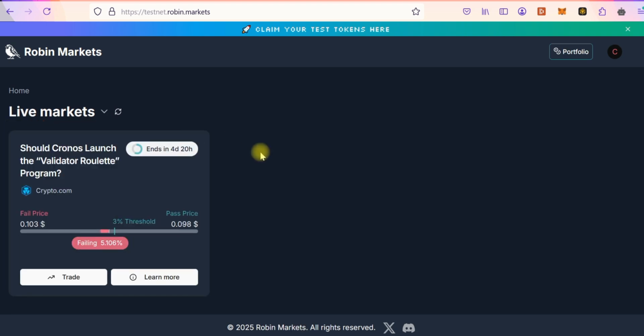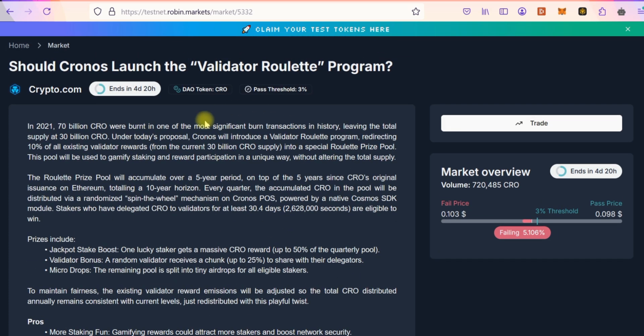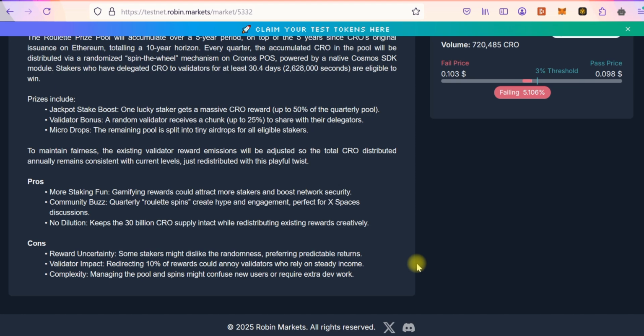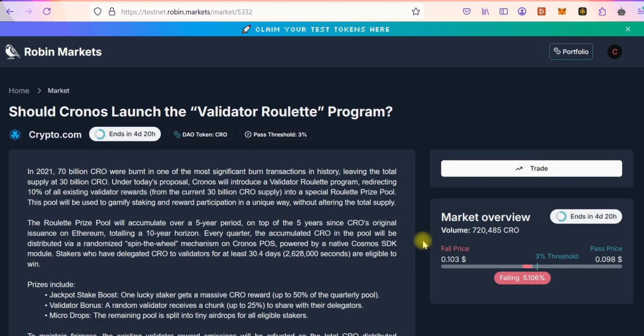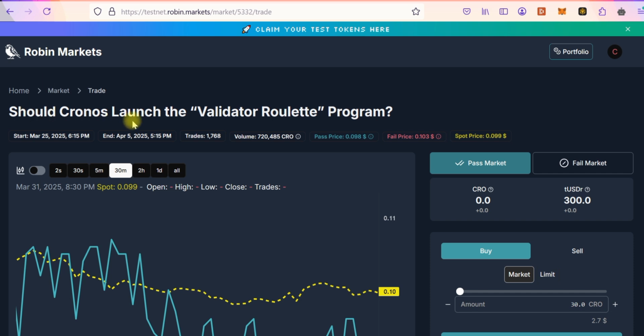Okay, so if we go back to the live market, you can see that the current proposal is about whether Kronos should launch the validator roulette program, and it has an end date. You can read some of the information on the left hand side to get a better understanding of what the proposal is like. So DAOs can come here and make proposals while users vote in the form of trading. I think in this tutorial I'm going to explain what this is all about.